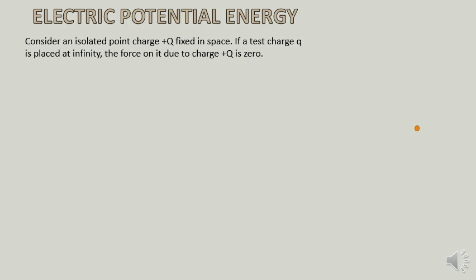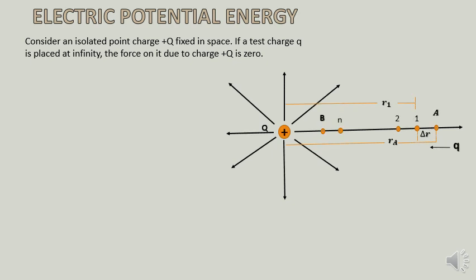Because the test charge q is beyond the electric field. Now here we have a diagram. We have a positive charge capital Q and a test charge q at infinite distance from it. Now we wish to bring this charge inside the electric field of the positive charge, and for this we do work on that charge q and move it from the infinite point to point A.